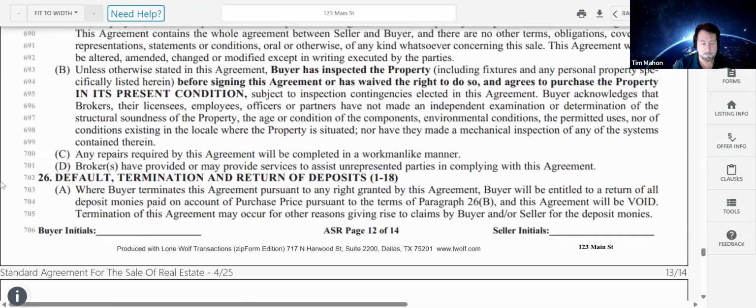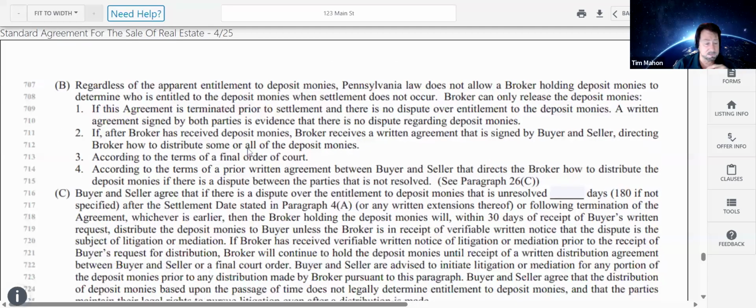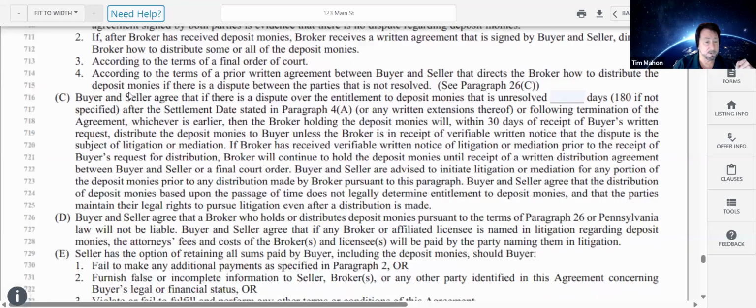Default, termination, return of deposit. We've talked about it already. If the buyer defaults, then they could lose their deposit. If they terminate for a legitimate reason here, such as we couldn't negotiate repairs or we couldn't work through difficulties of an appraisal that didn't happen, or whatever the case may be, then the buyer gets their money back. If there is a dispute over entitlement, this is under paragraph C, that is unresolved, the default time is, and this is the last one of these we have, 180 days, and the buyer gets their money back.